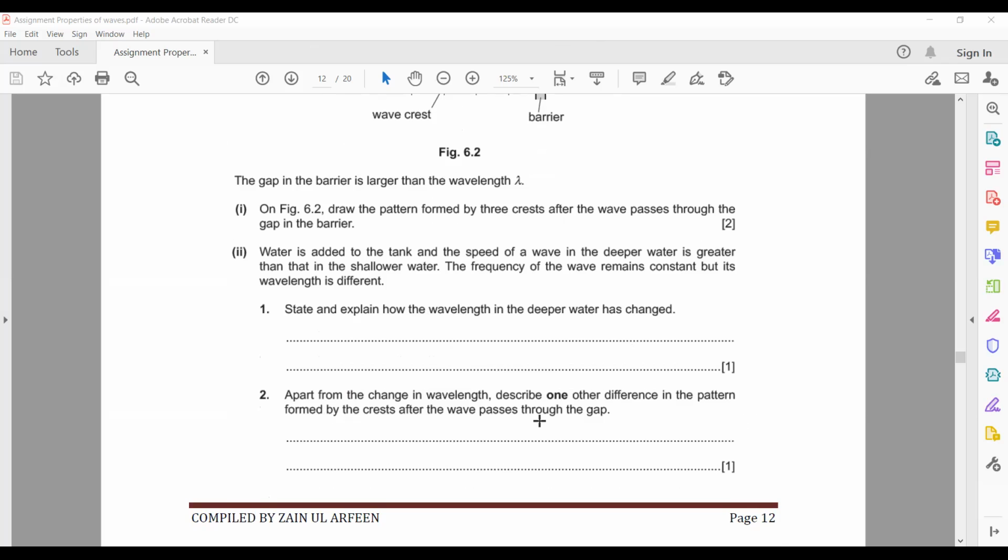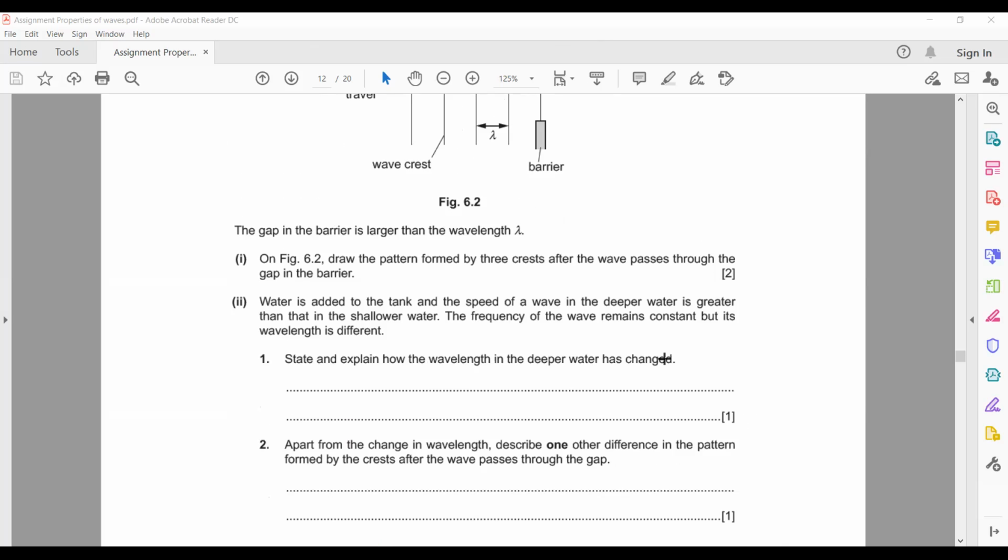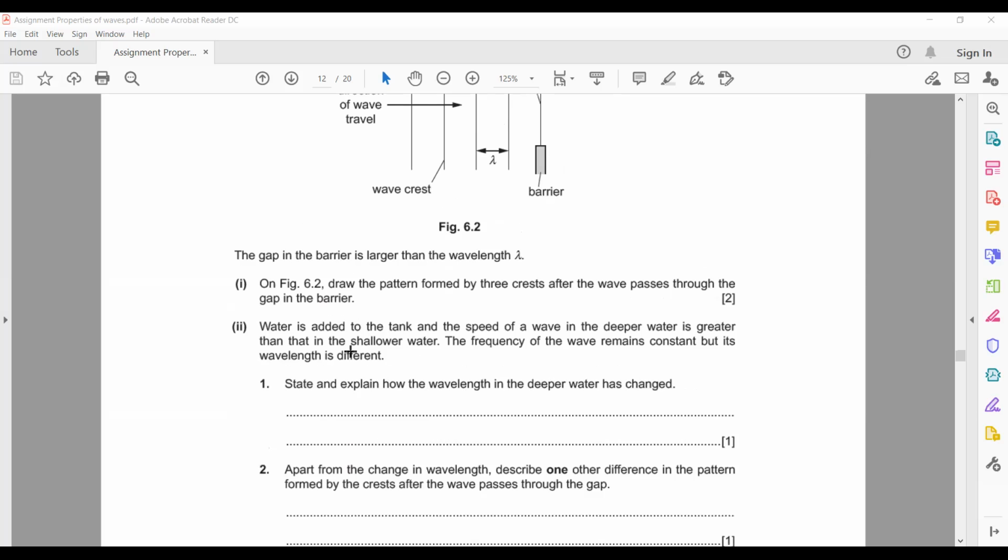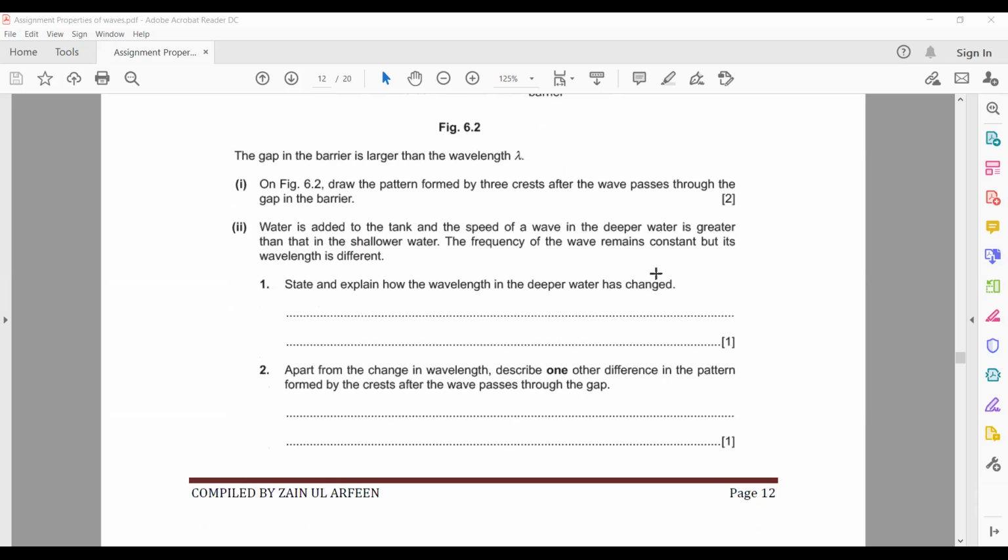Apart from a change in wavelength, describe one other difference in the pattern formed by the crest after a wave passes through a gap. Water is added to the tank, and the speed of the wave in deeper water is greater than in shallow water. The frequency remains unchanged. When the wave passes through the gap, frequency will not change.